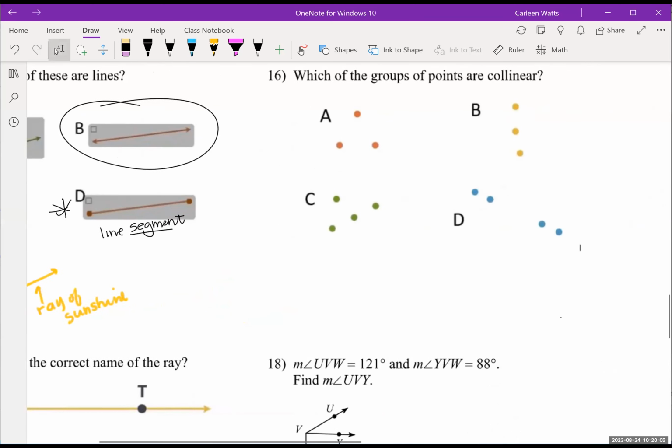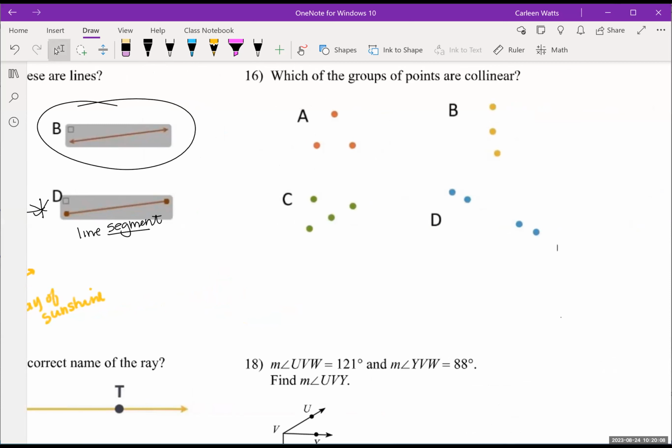Okay. Which of the points are collinear? Oops, that one missed. It looks like only D. Collinear. Line up perfectly. See how B, they're a little bit off. If you put a piece of paper there, you would find that they're off. C, 3 of them are collinear, but they have 4 points, so they're not collinear. Okay.